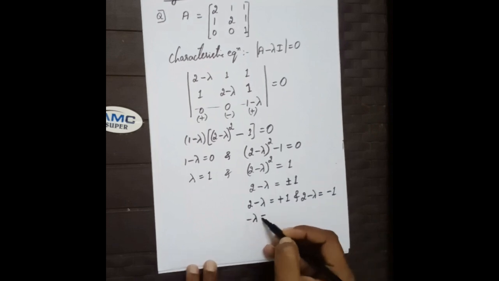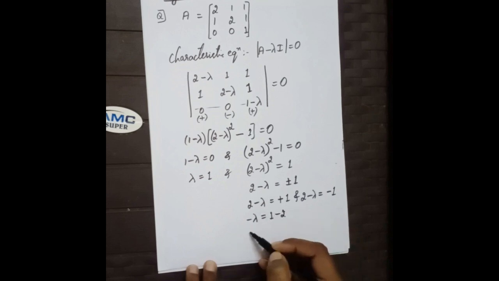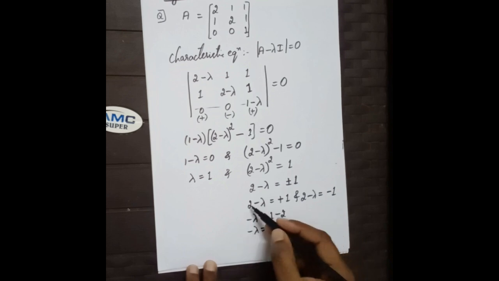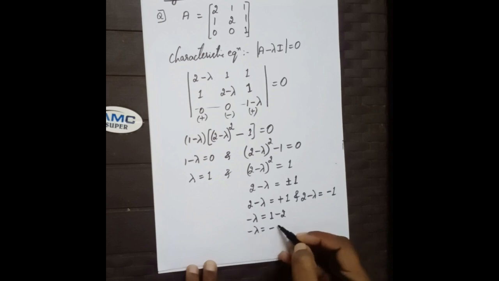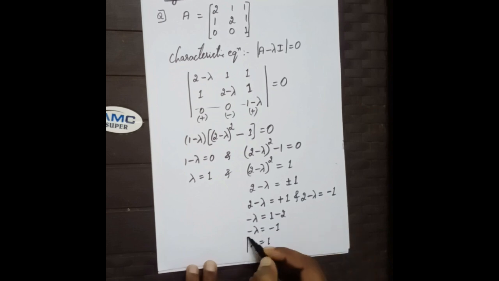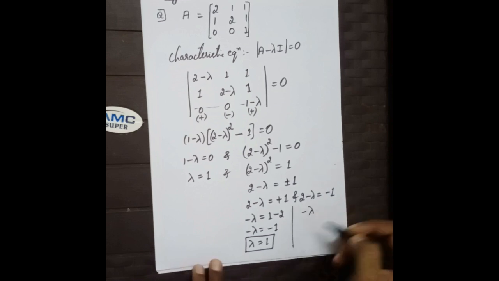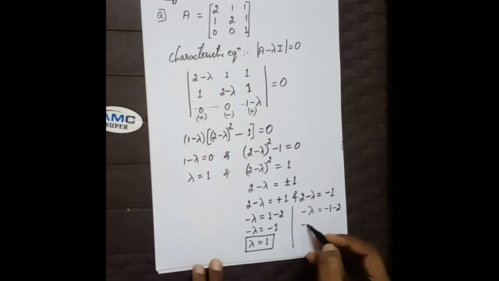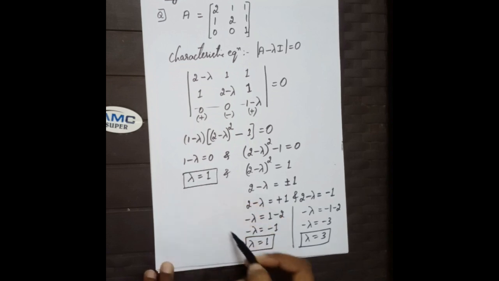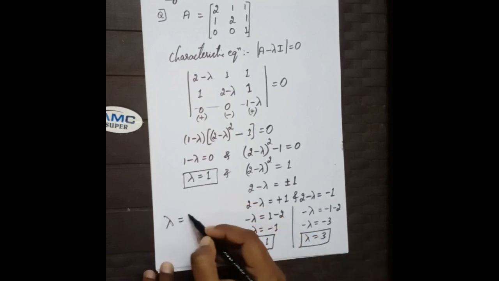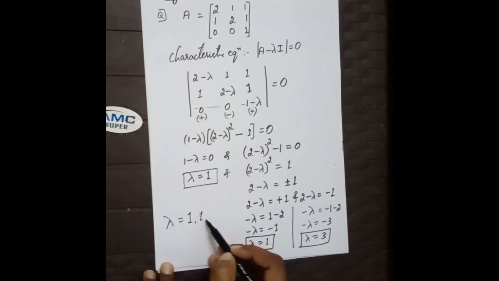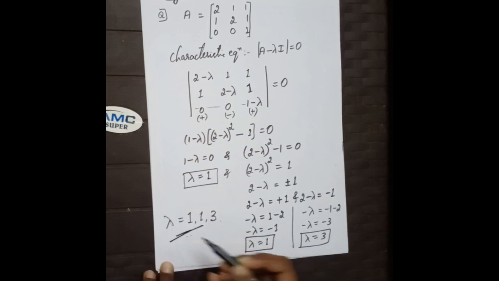So minus lambda is equal to 1 minus 2, and minus lambda is equal to minus 1. So lambda is equal to 1. This is one of the eigenvalues. And let's solve the other: 2 minus lambda is equal to minus 1, so minus lambda is equal to minus 1 minus 2, minus lambda is equal to minus 3. So lambda is equal to 3. This is one of the eigenvalues. So these are the 3 eigenvalues that we got, that is lambda equal to 1, 1, 3. These are the 3 eigenvalues of this matrix.